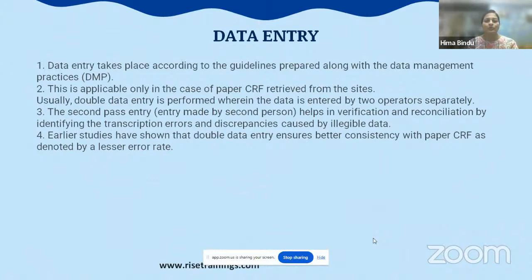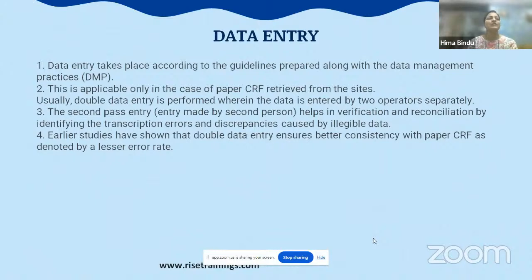Earlier studies have shown that double data entry ensures better consistency with paper CRF, as denoted by a lesser error rate. Whenever we send the paper CRF first to the CDM team, they will give some queries to you. Again, you will review that paper CRF thoroughly and answer whatever queries they have given. Again, they will raise queries. Until the data is clean, they will keep raising queries, and you have to correct those data.